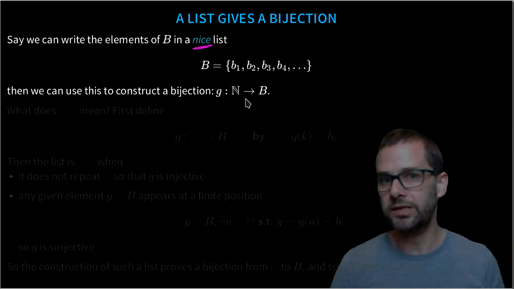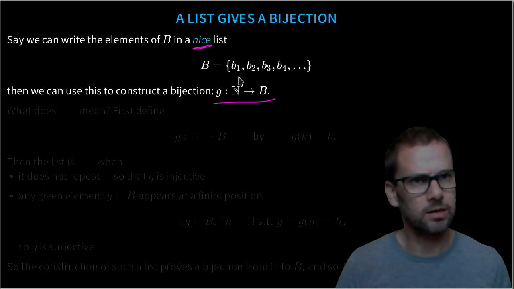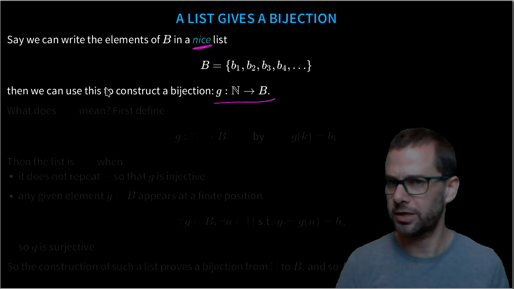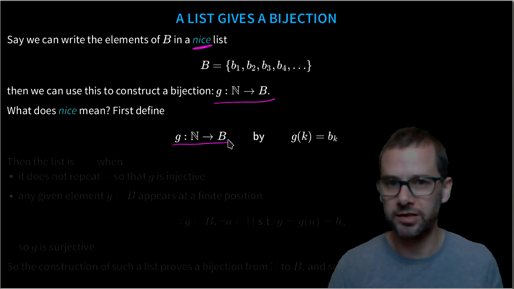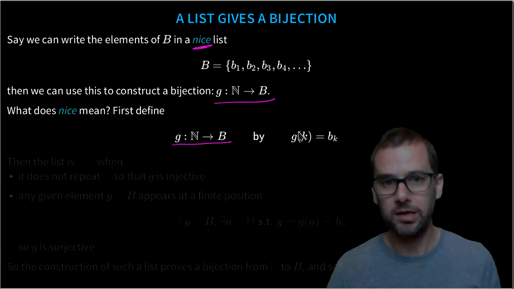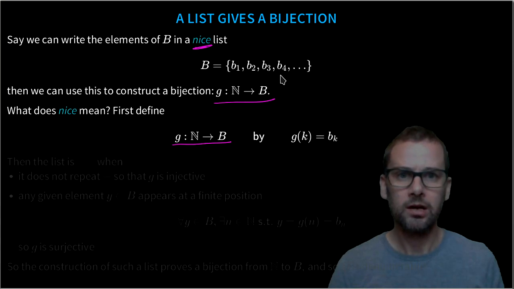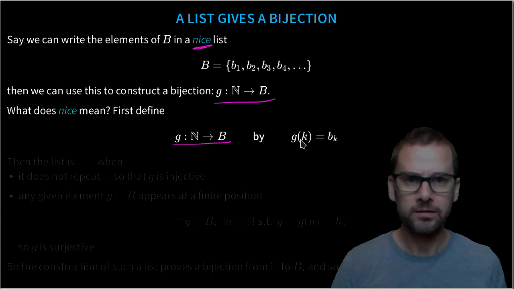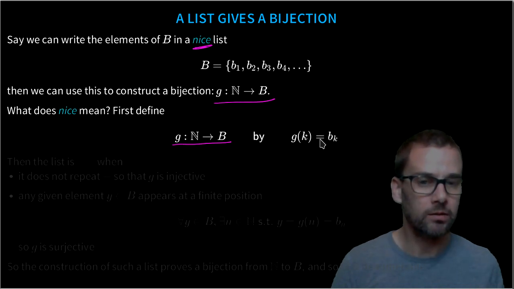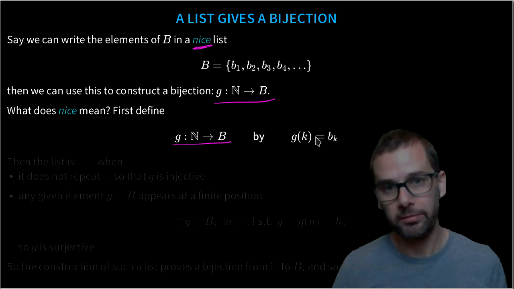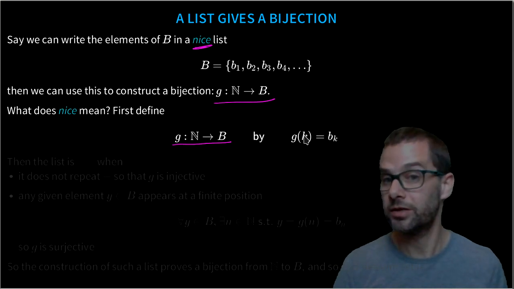Then we can use that list to construct a bijection from N to B. So of course we need to understand what nice means and understand that this will actually be a bijection. So what do we mean by nice in this context? Well, first of all, let's define this function g, which takes us from the natural numbers to B, by saying the image of k is just the kth thing in the list. So the image of 4 is b4, so g(4) will be this thing, okay? So we're using the list to define what the image of any given natural number is by just looking up the list to see, hey, what's in position n in the list? That's the image of n.